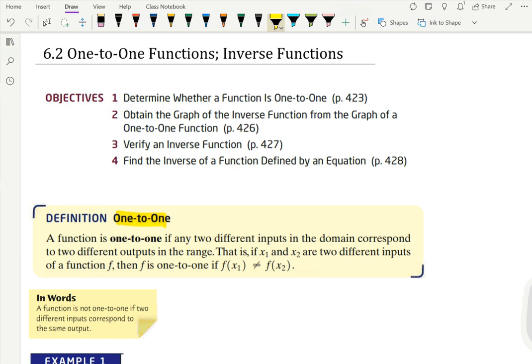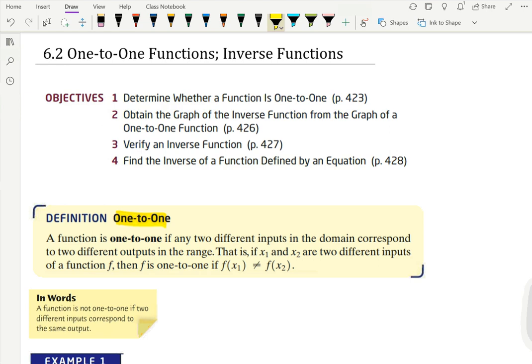So previously we had defined a function as a relation between pairs of items, such that if we have a set of ordered pairs, every element of the domain was paired with exactly one element of the range. So our y's could repeat themselves, but the x's could not be repeated. Now what we're saying is the y values also now cannot be repeated. So a function is not one-to-one if two different inputs correspond to the same output.